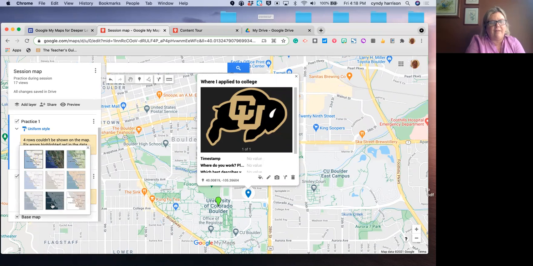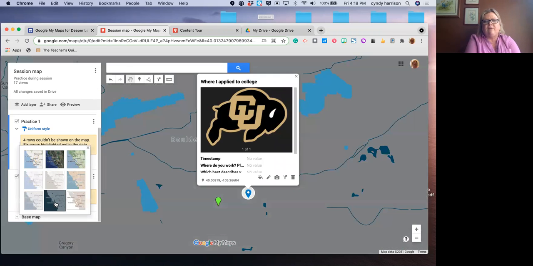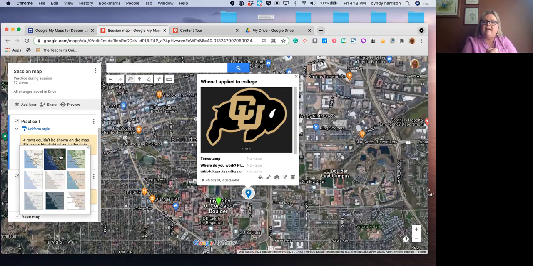And you would click on the base map if you want it to look a little bit different. Wherever you need to go, you can measure it.